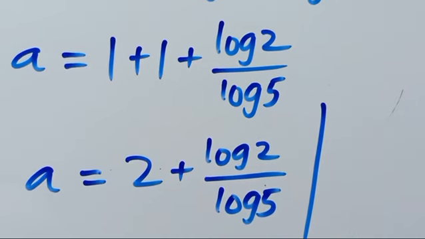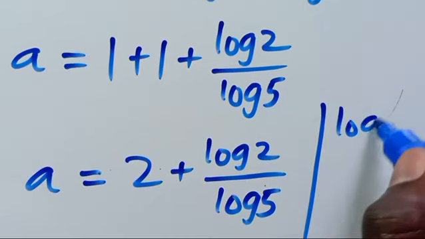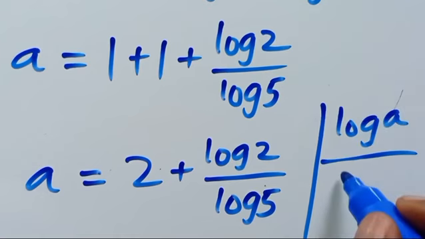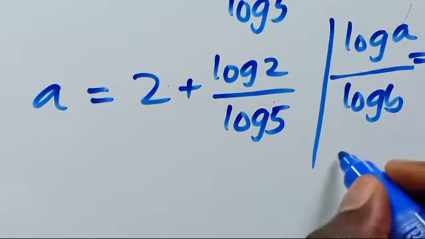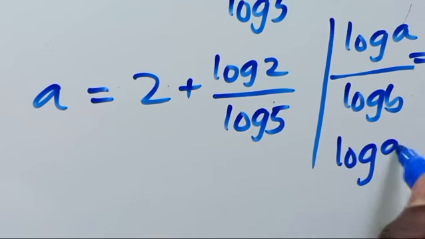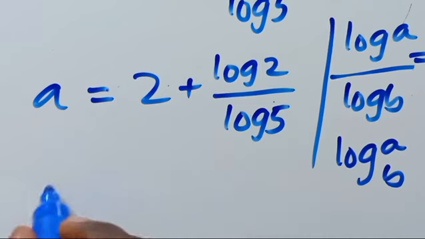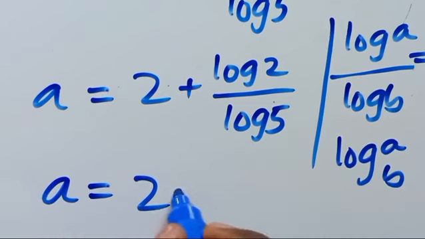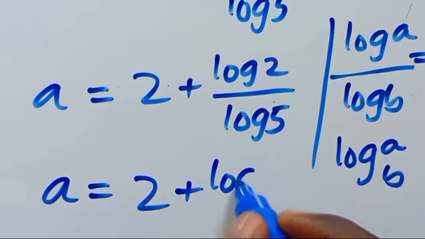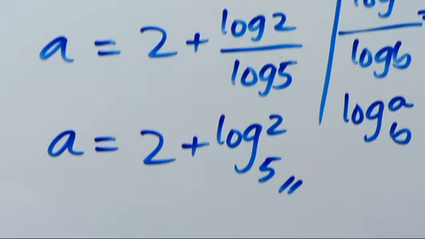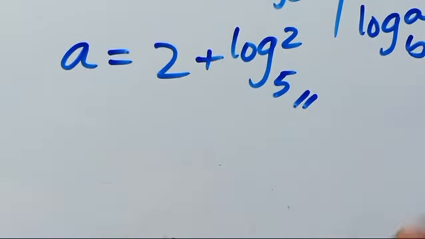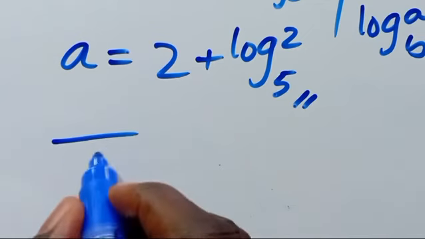Then let us note that when we have log a divided by log b, this equals log a in base b. So applying it here, we are going to have a to be 2 plus log 2 in base 5 to be the value of a. So now let's just check.